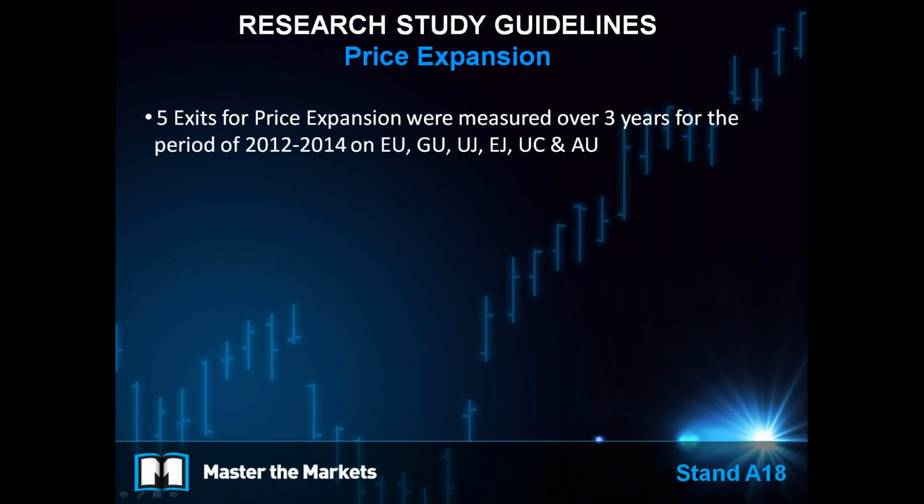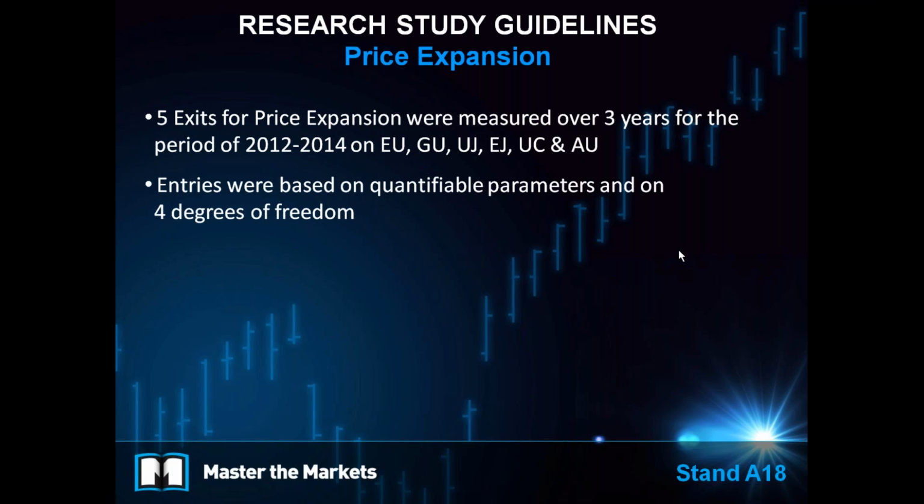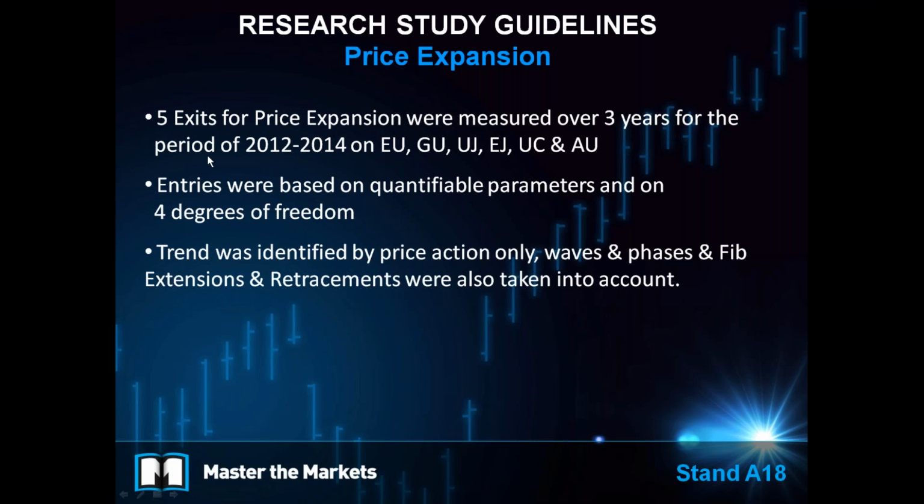So let's look at the research study guidelines. So what were the questions again? Everything that we start with when we start constructing a strategy, we're going to ask ourselves some key questions. We're going to have some key guidelines as well that we're going to move through. So we basically had profit expansion opportunities, which we measured over 3 years from 2012 through 14 on these six currency pairs just there. You can see euro dollar, pound dollar, dollar yen, a few others. The entries that we used were based on quantifiable parameters and on 4 degrees of freedom. So the trend there was identified by price action only.